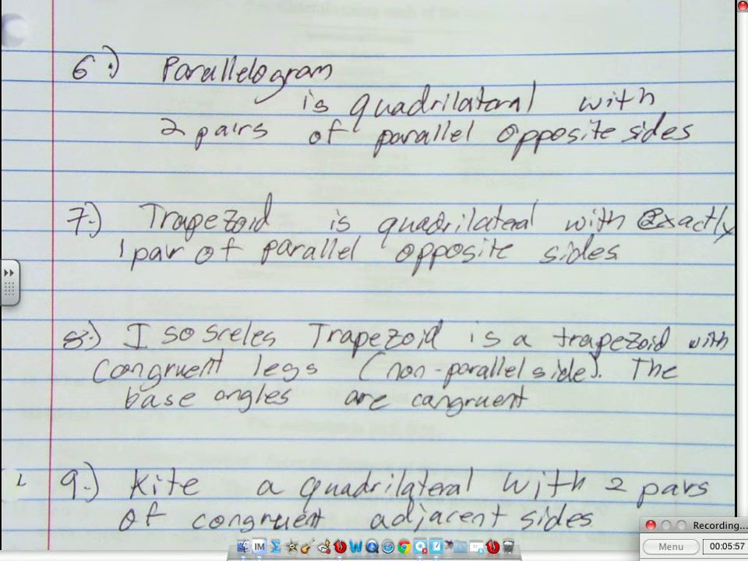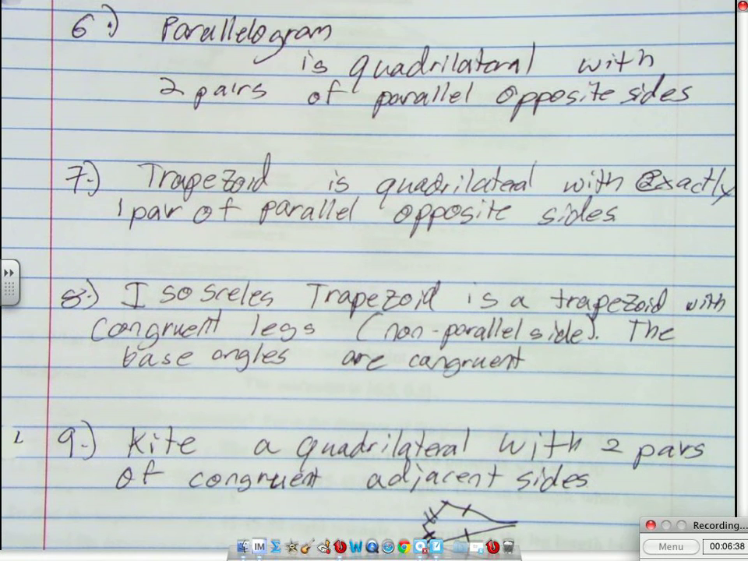A trapezoid is a quadrilateral with exactly one pair of parallel opposite sides. An isosceles trapezoid is a trapezoid with congruent legs, the non-parallel sides. The base angles are congruent.